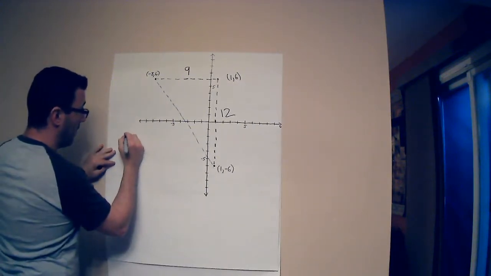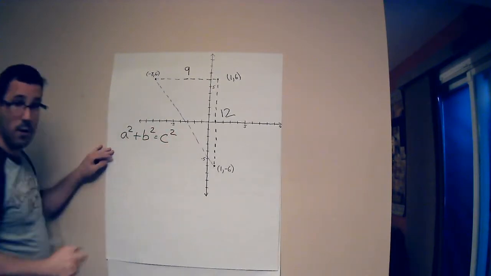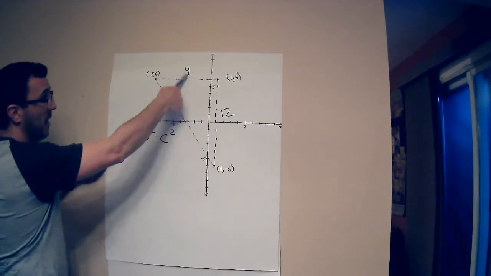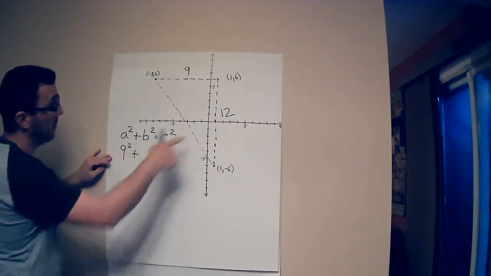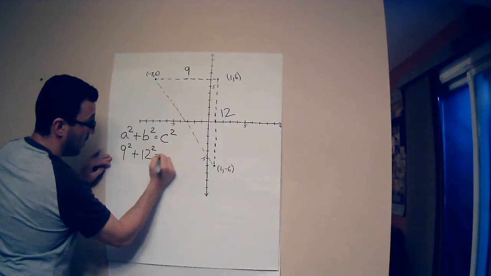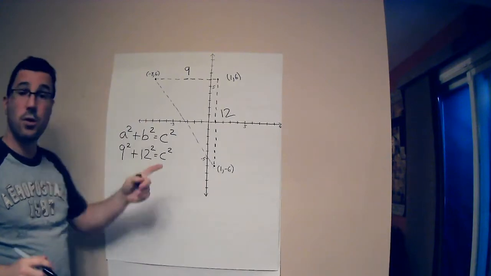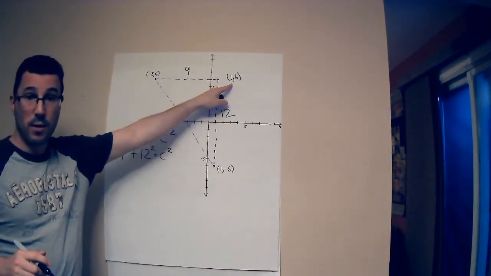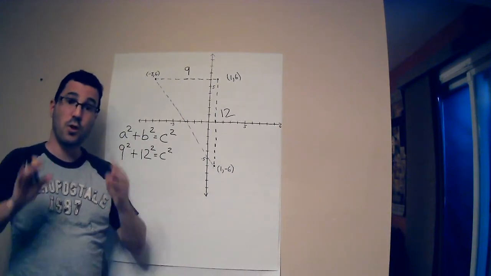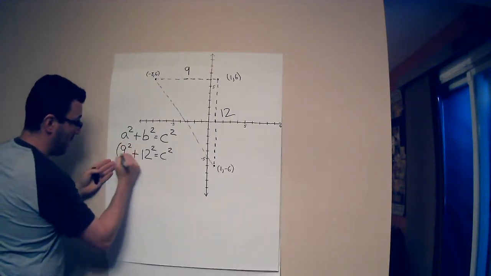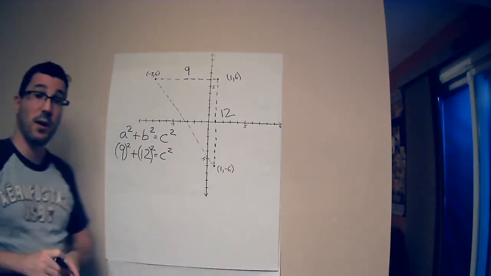So I've got a squared plus b squared equals c squared. I'm going to say 9 is a. So 9 squared plus 12 squared equals c squared. Now here's the thing. Let's say you did -8 minus 1. You would get a -9. When you put it in the calculator, you need to put parentheses around it. So I'm going to do that here as well, just so we get into the habit.